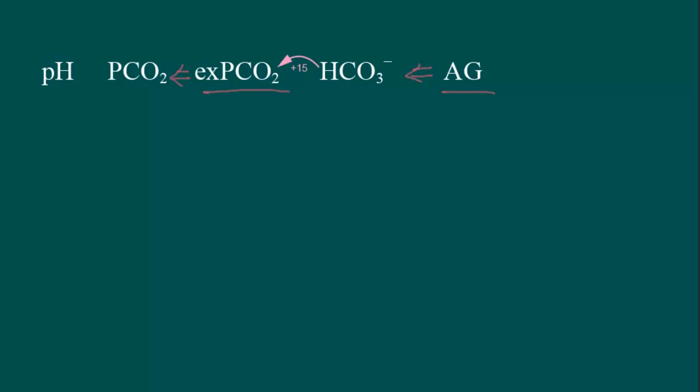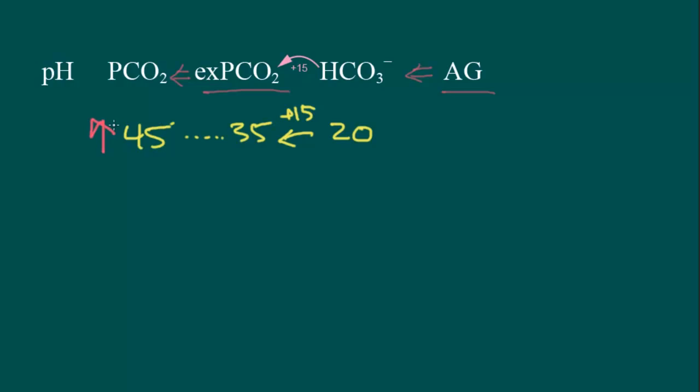How does this work? Well, say you have a bicarb of 20 and you have an expected PCO2 of 35, 15 plus 20. And say your PCO2 is 45. Expected PCO2 is the normal response to the bicarb. And even though it's 35, it wouldn't be considered a metabolic acidosis. It's just simply a response to the bicarb.